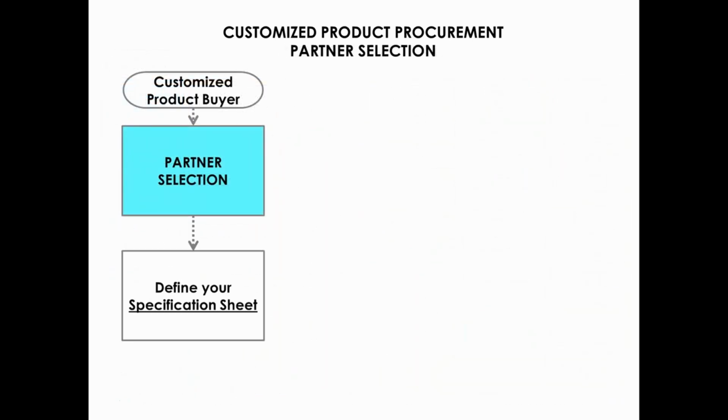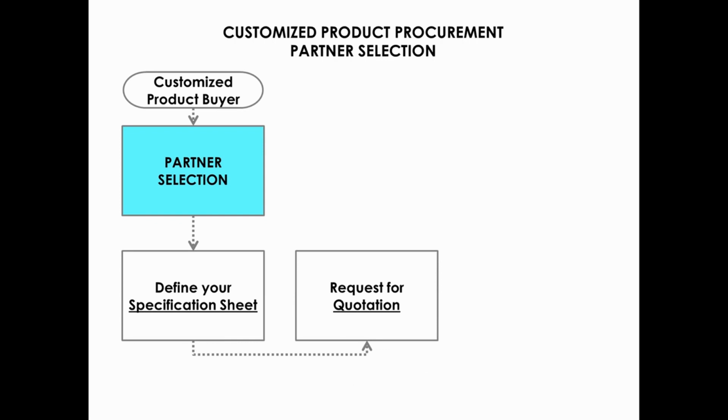Initially, you'll need to define your product specification sheet. The purpose of this document is to provide information to a manufacturer on what is being produced and the specific requirements associated with each aspect of the design. The next step is to send out the request for quotation pack.